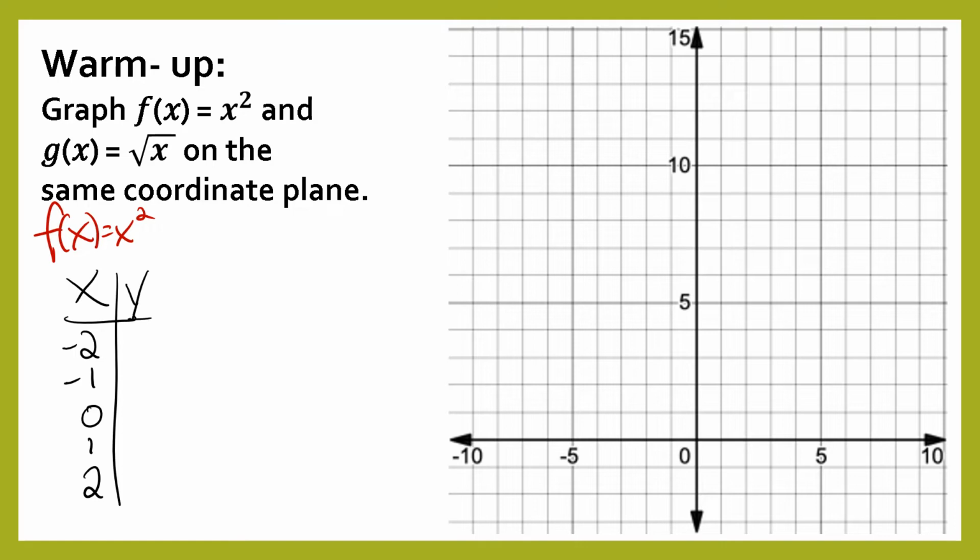Okay, so we're just going to plug these in, so we're just squaring them. So we're going to do -2 squared, which is 4. -1 squared, which is 1. 0 squared, 0. 1 squared is 1. 2 squared is 4. So we're going to go ahead and graph. So it should be (0, 0), (-1, 1), (1, 1), and then we're up at (-2, 4) and (2, 4).